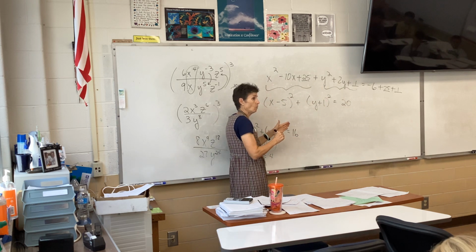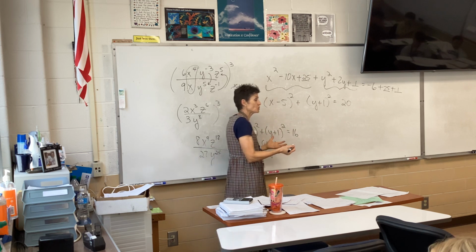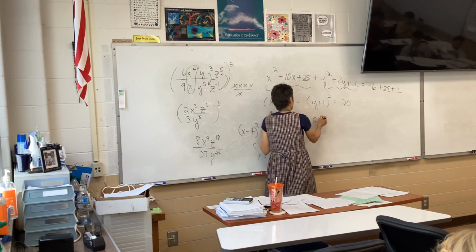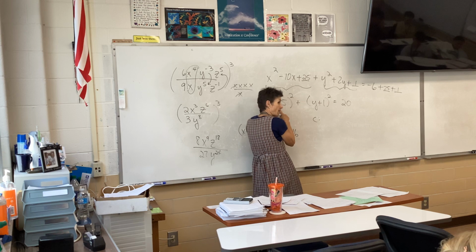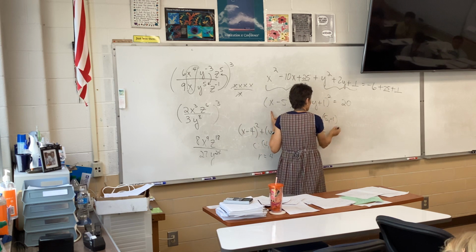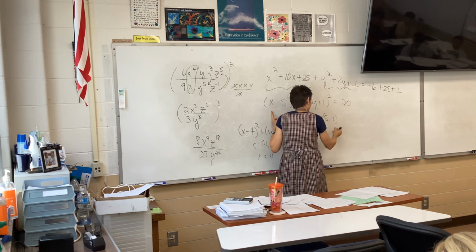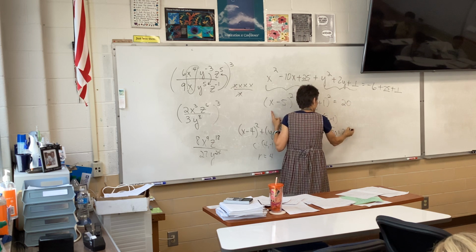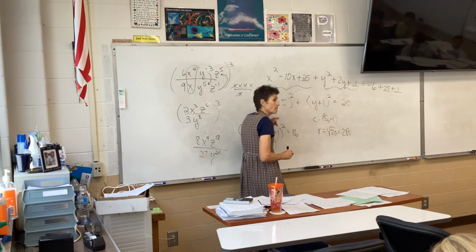So now I can answer the question. The question was, what's the center? Well, the center is 5, -1. And the radius is the square root of that number, which is 2√5.